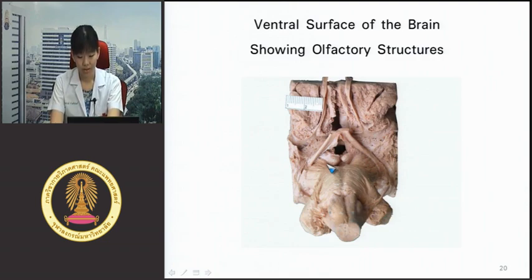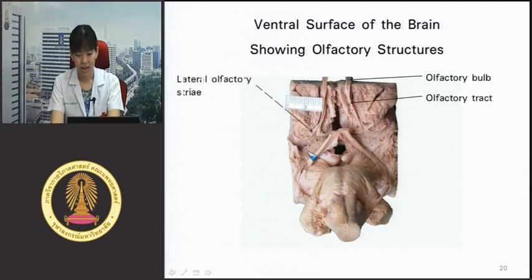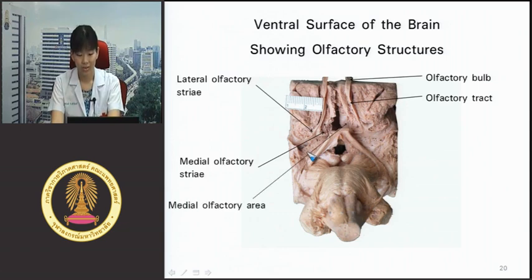On the ventral surface of the brain, identify the olfactory structures, including olfactory bulb, olfactory tract, medial and lateral olfactory stria, medial and lateral olfactory areas, and anterior perforated substance.